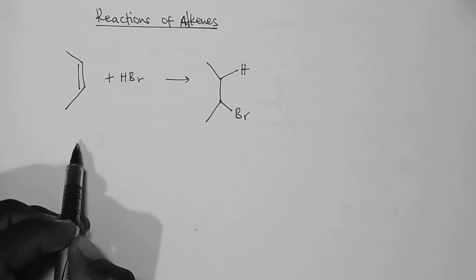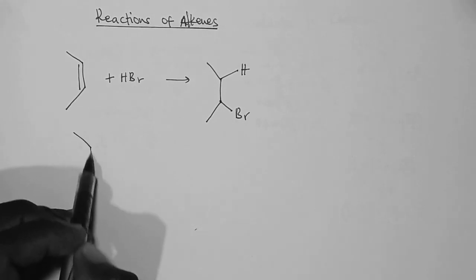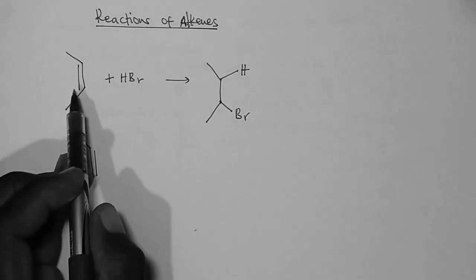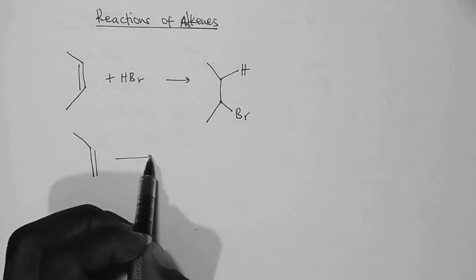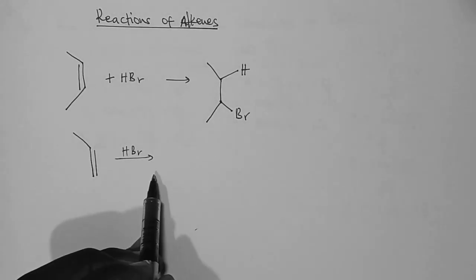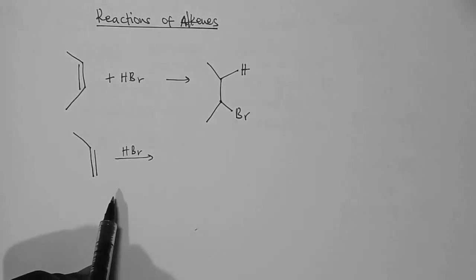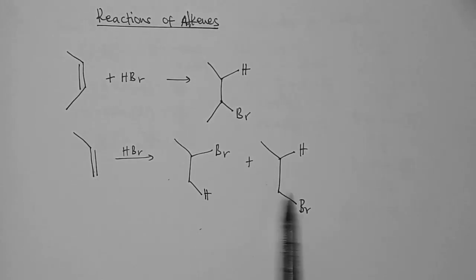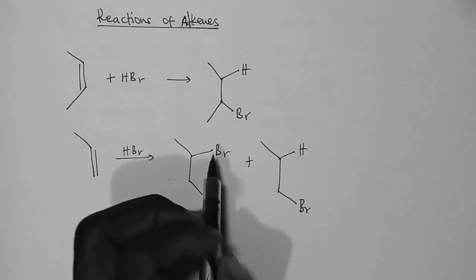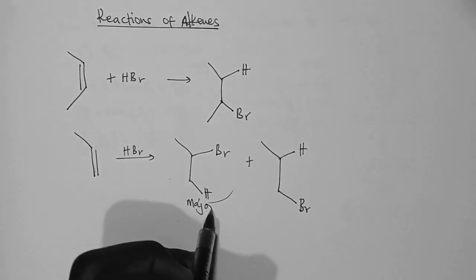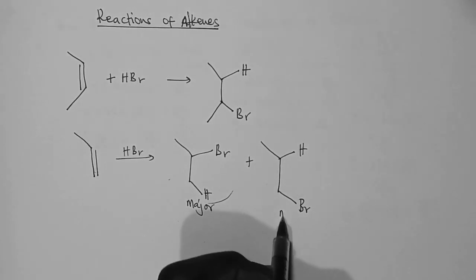Now, what if this was a propene? Here was a butene, and we add HBr. You see that in this case, there are two molecules that we can form. So comparing these two products, which of these two will be the major product? You see that this product will be the major product, and then this one will be the minor product.